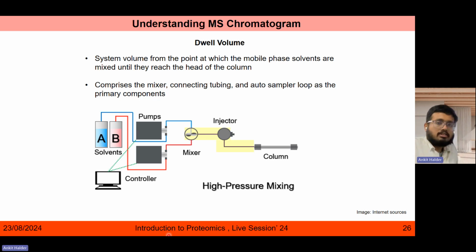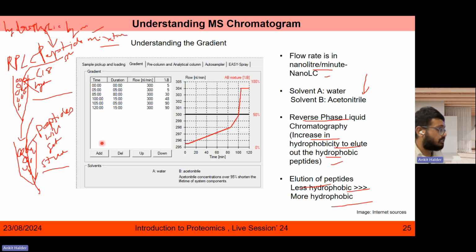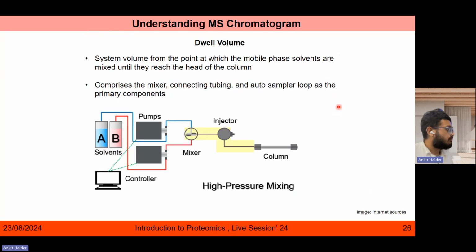Now there are certain concepts related to it. One is the dwell volume. What is dwell volume here? That is the system volume from the point where the solvents are mixed. As we have said, we are using two solvents: one is water, and another is acetonitrile. The mobile phase solvents are mixed until they reach the head of the column. Okay, so your solvents get mixed and then reach your column.